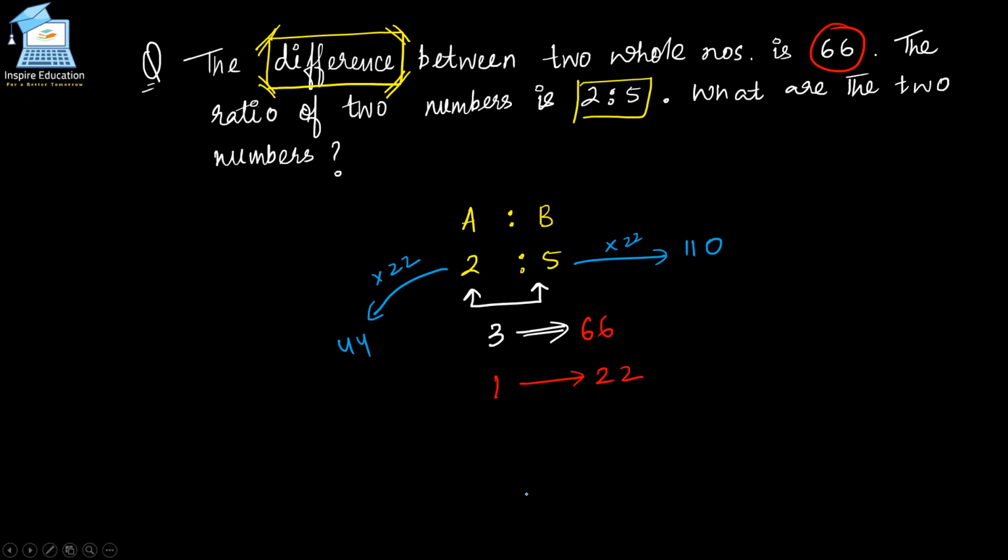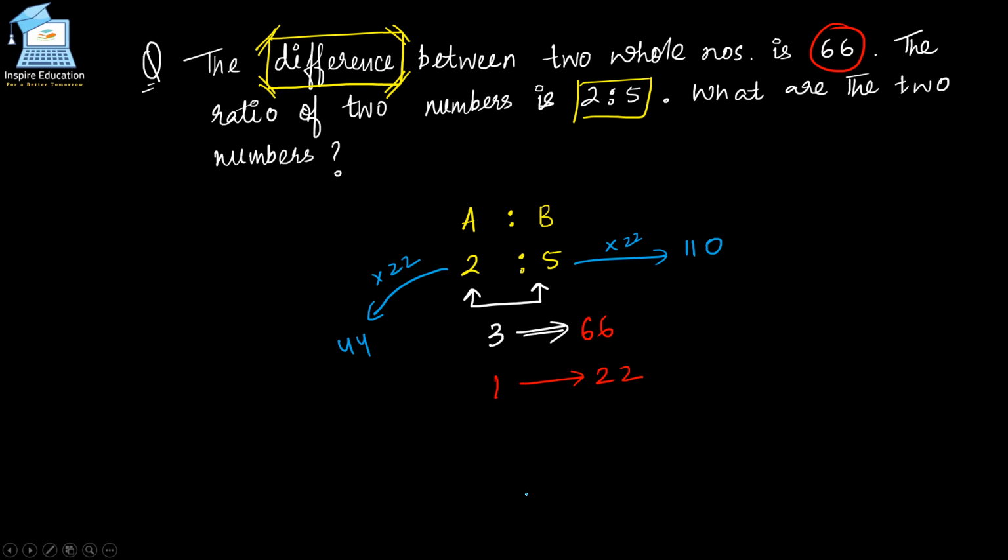This is so simple. This is the easiest way to solve ratio questions. You just focus on the original value. And this original value is of what? The original value in this particular question is 66. And 66 is what? 66 is the difference.